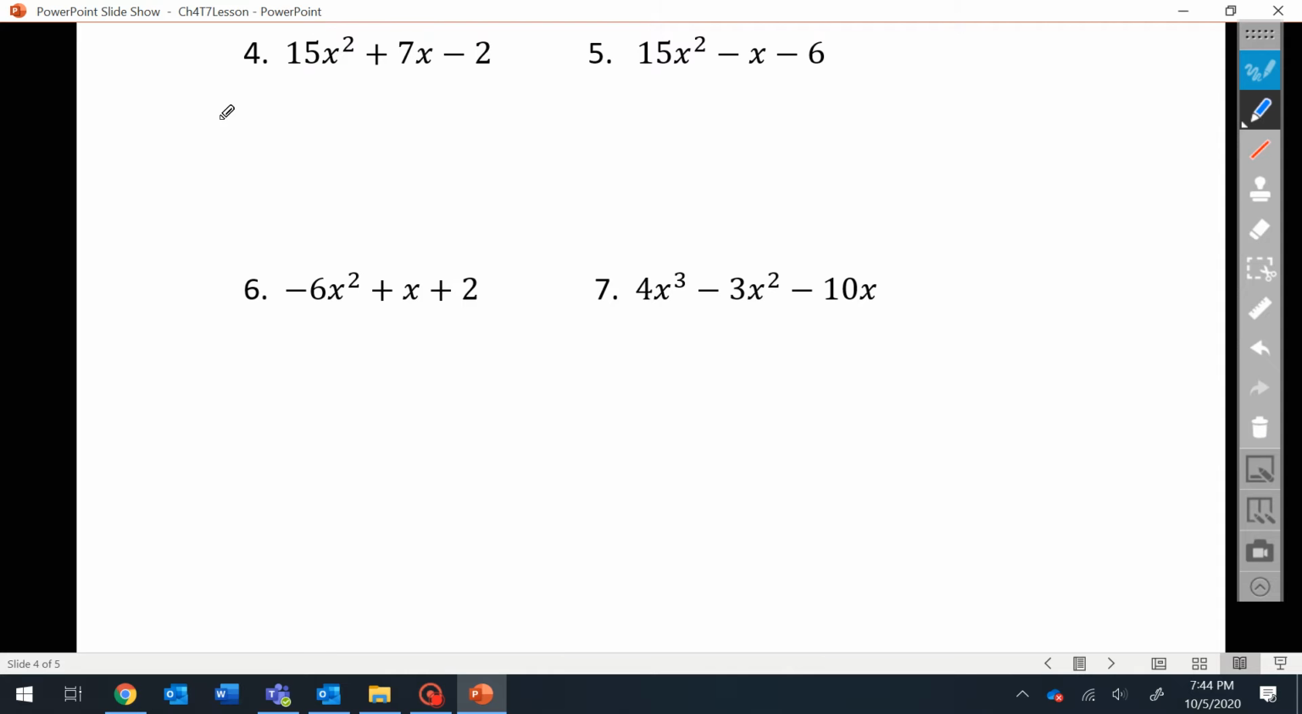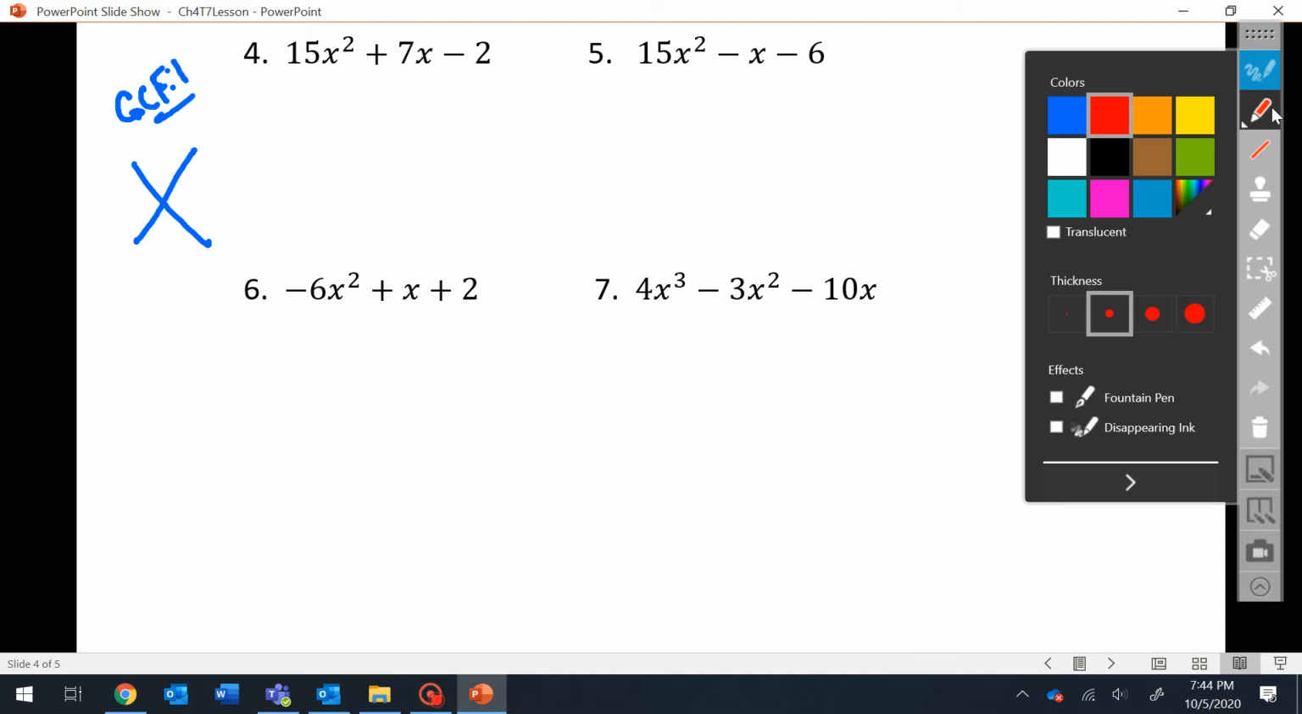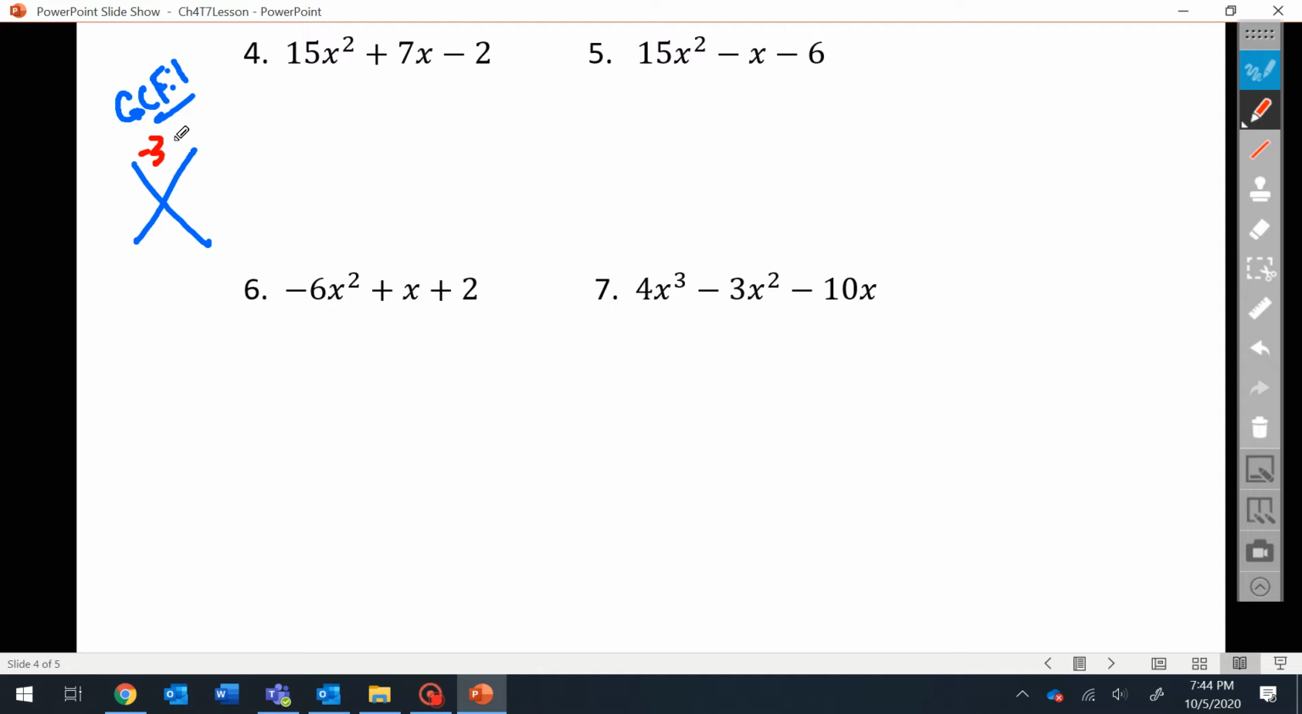So number 4, if we try to do number 4, we see that the GCF is in fact 1, so we don't need to factor that out. We do the cross here, a times c in the top, so we got negative 30 up top, so 15 times negative 2. On the bottom, we got plus 7. So the two numbers we're looking for that multiply to the top number, add to the bottom number, what are we looking for?